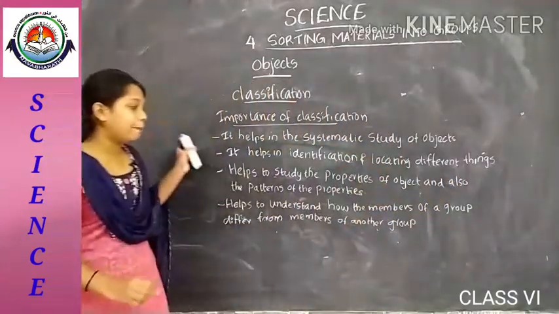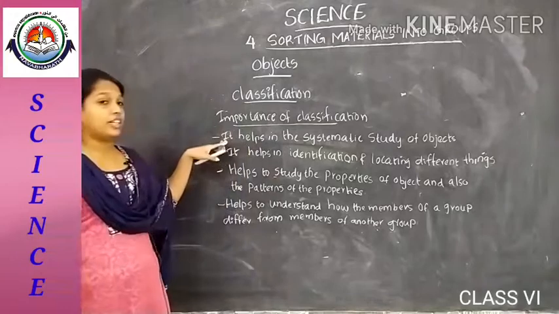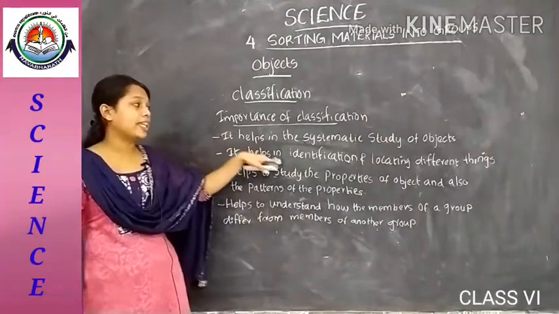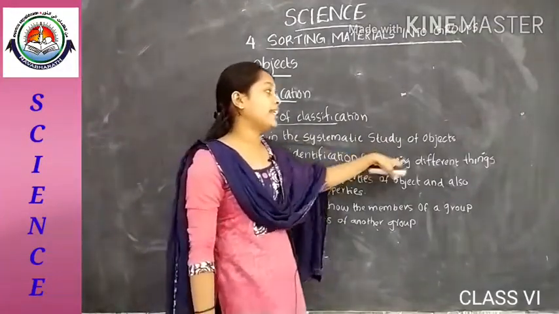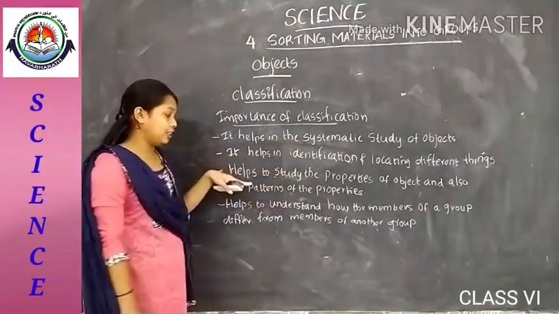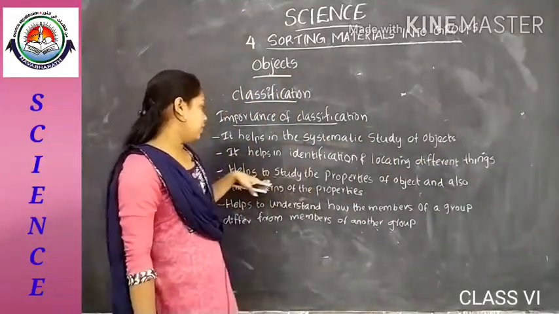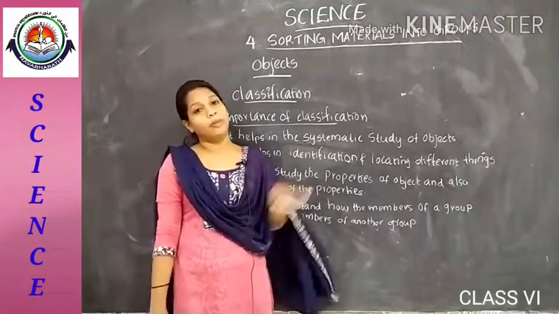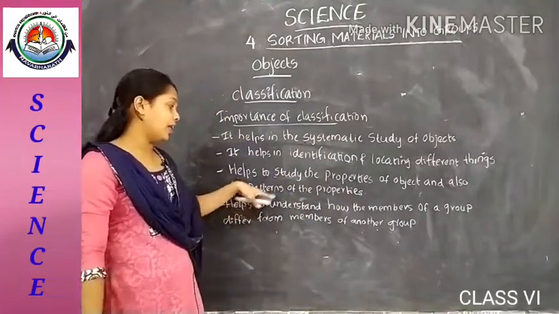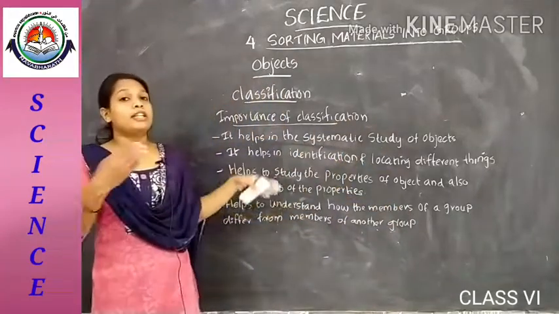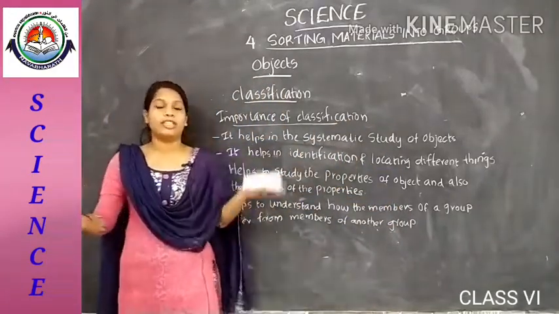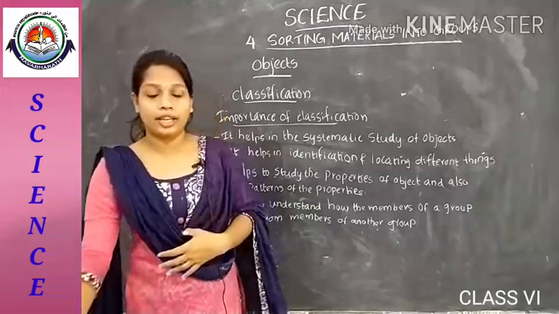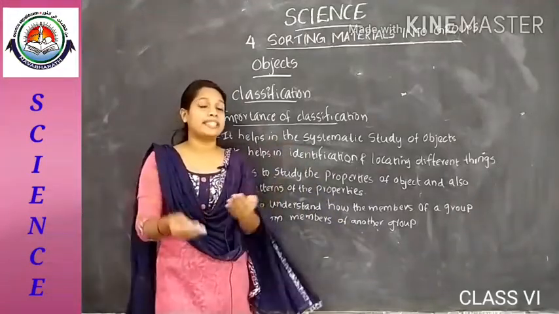So these are the importance of classification. First, it helps in the systematic study of objects and in the identification and locating of different things. It also helps in the study of the properties of objects and the patterns of these properties. And it helps to understand how the members of a group differ from the members of another group. These are the importance of classifying objects.